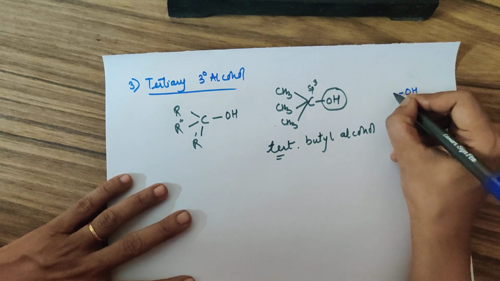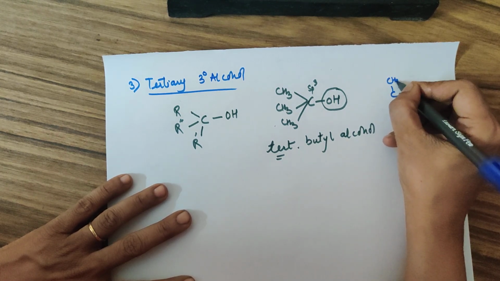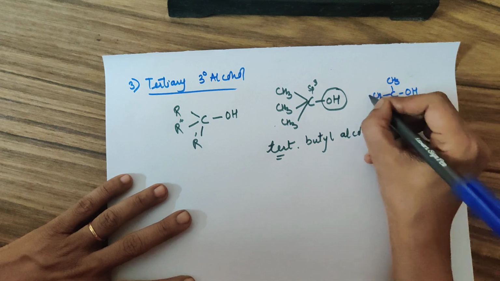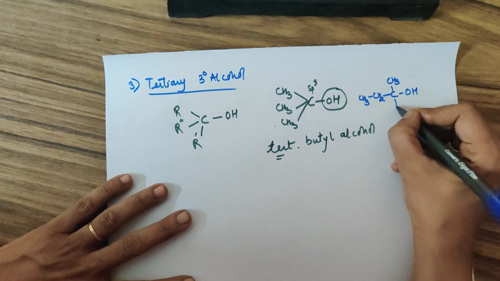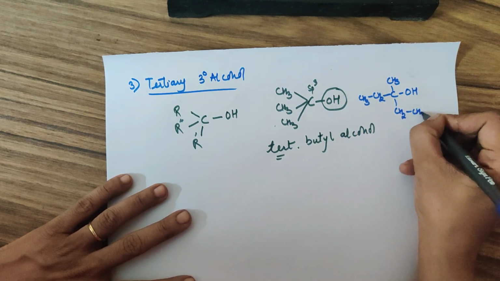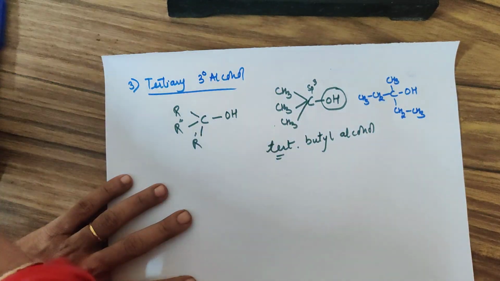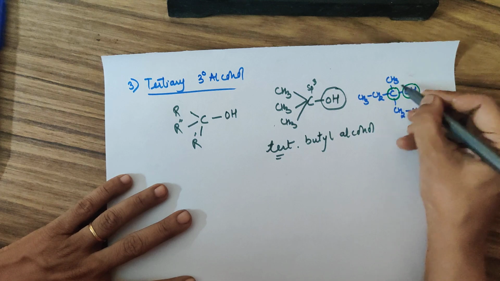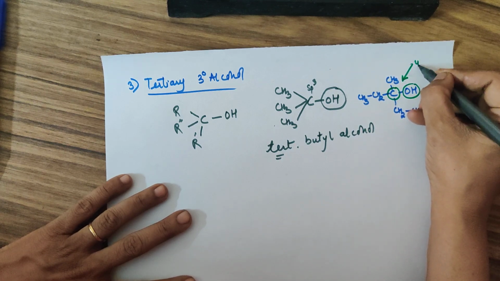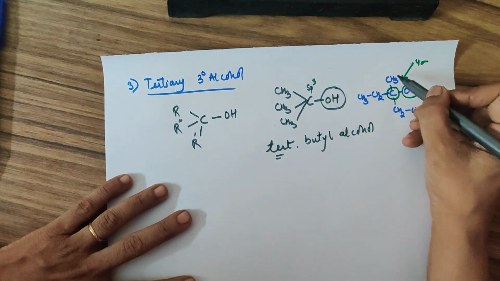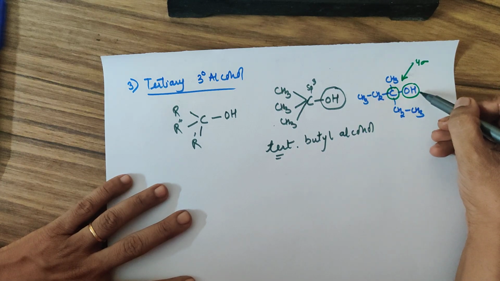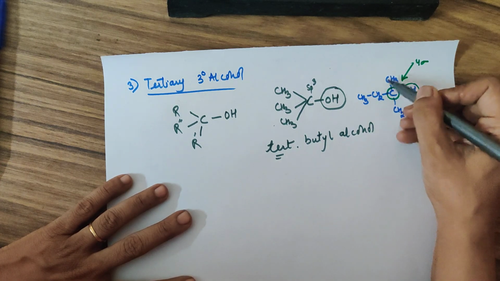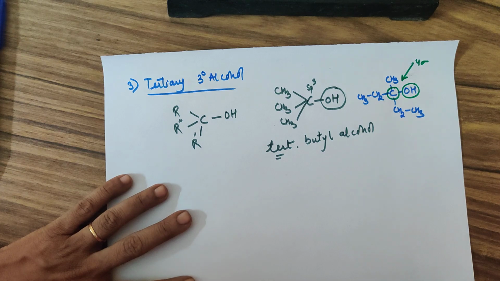An OH group is attached to a carbon which is attached to carbons like this. This also falls under the category of 3 degree alcohol because OH is attached to a carbon which has got 4 sigma bonds. Also, all the 3 bonds attached other than OH are R groups. They are different. Here they were the same.